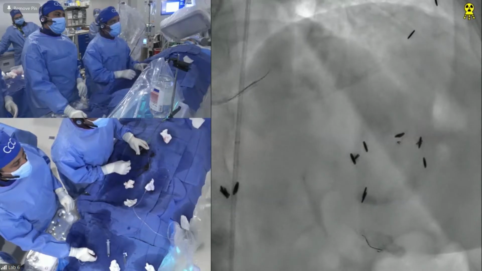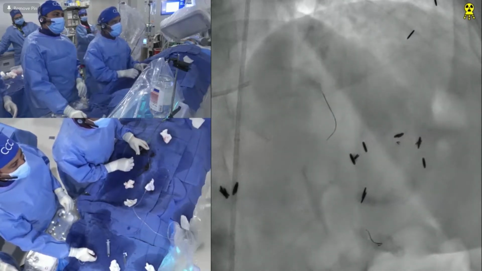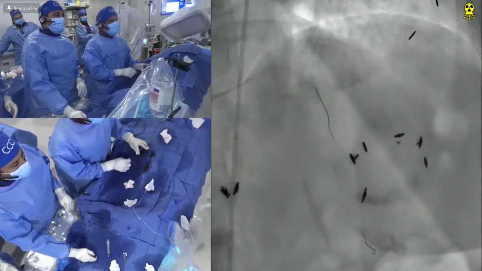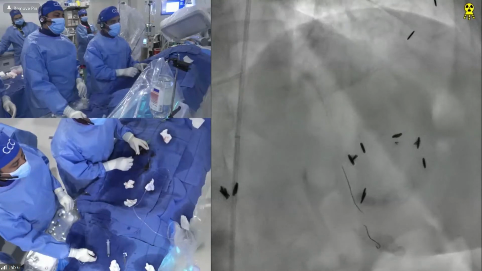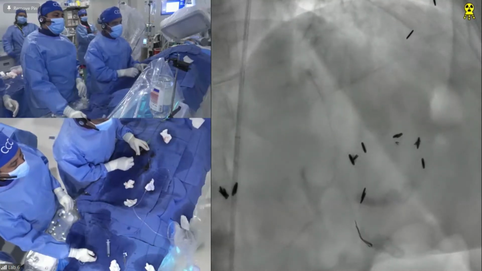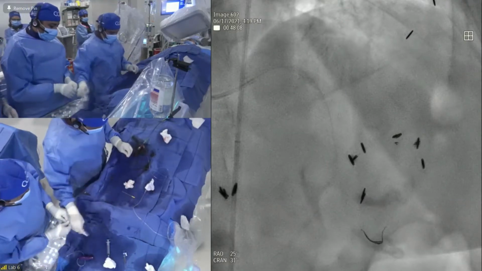Would you recommend a specific size for the vessel, which should be at least 2.5, or would you prefer to do this in larger vessels? Definitely the larger the better, but the product label says you have to have 2.5 and above.